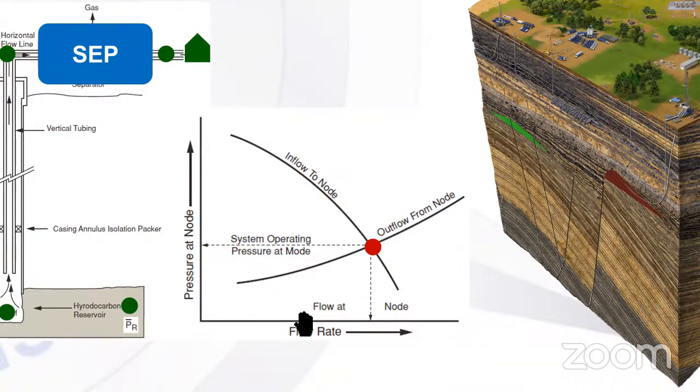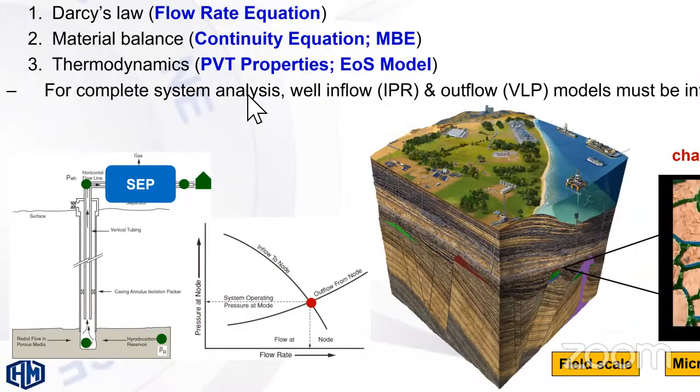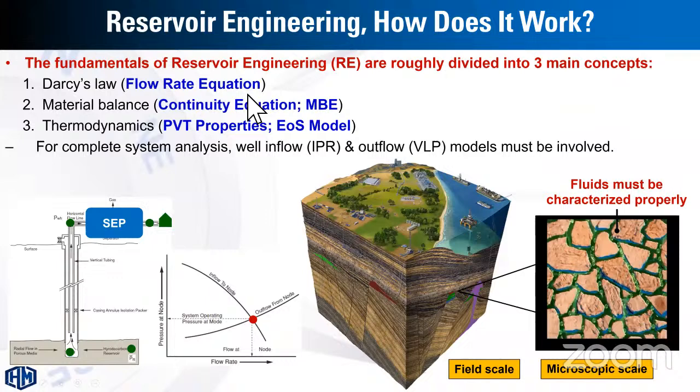So the operating system of your well maybe will be defined by this nodal analysis plot. It's pressure versus flow rate on the x-axis. So the intersection between two different systems, the inflow or the IPR to a particular node with the outflow, will be the operating point of your system. Basically, these principles are the same and also valid for the applications of reservoir simulation and numerical modeling.